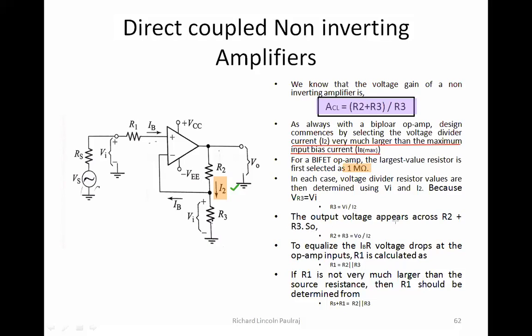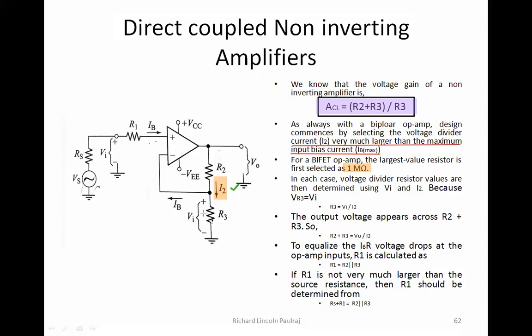So the output voltage across R2 and R3 is going to be R2 plus R3. If I add them both, R2 plus R3, that is equal to your output divided by the current I2. So that's why this is called a voltage divider.